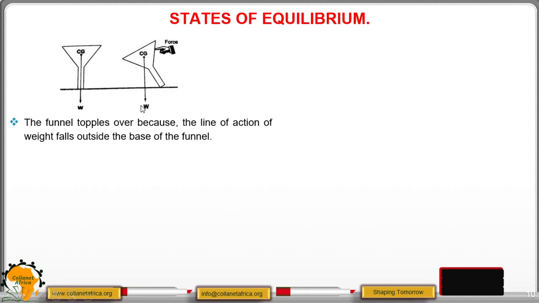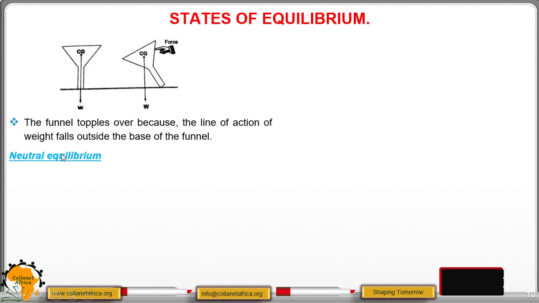Why? It is because the line of action of weight, this line of action here, we are calling W, falls outside the base of the funnel. So it is not inside here. It is not around this region. It is outside. Therefore, it is not stable. It is therefore unstable equilibrium.